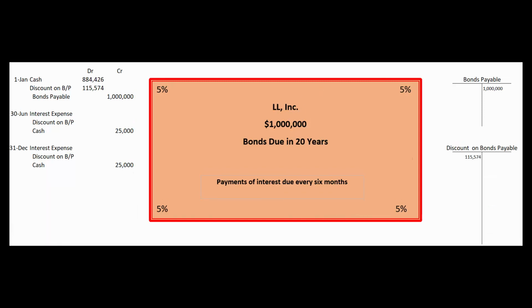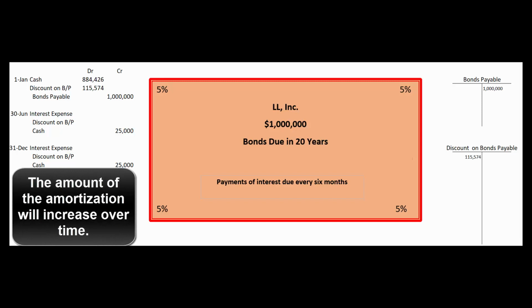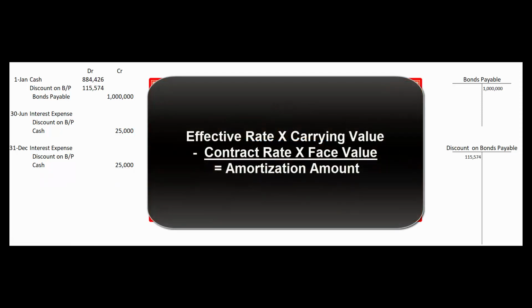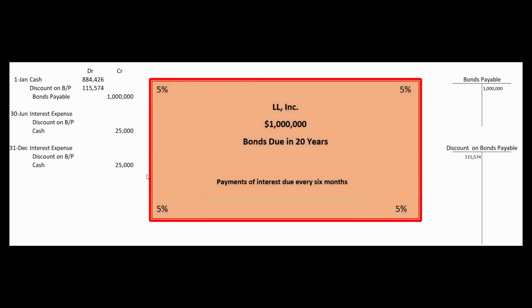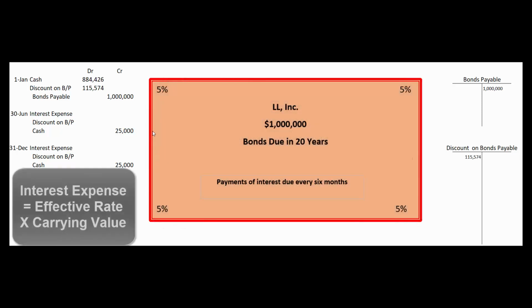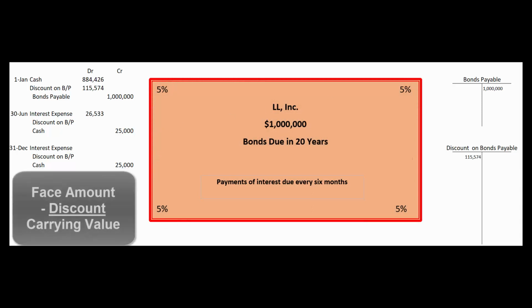The effective interest rate method respects the time value of money and books a smaller discount on bonds payable amortization at the beginning and a bigger amortization at the end. So it says take the carrying value of the bonds, multiply it times the effective rate, and subtract the contract rate times the face value of the bonds, which sounds really complicated, but it's not. First of all, we know that the cash payment is going to stay the same. That's $25,000. The interest expense is simply going to be the effective rate times the carrying value of the bond.